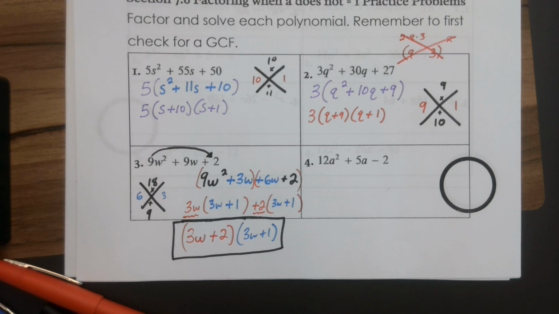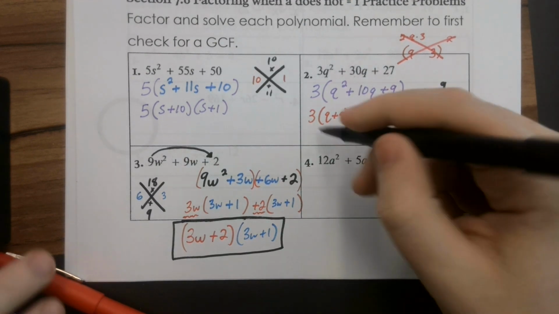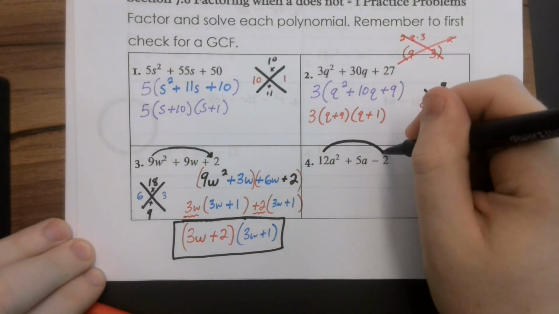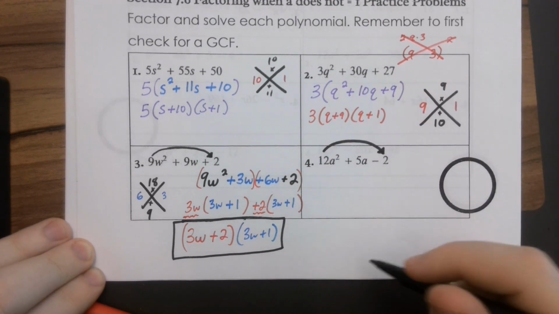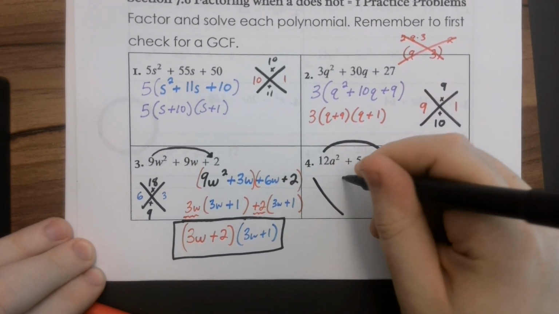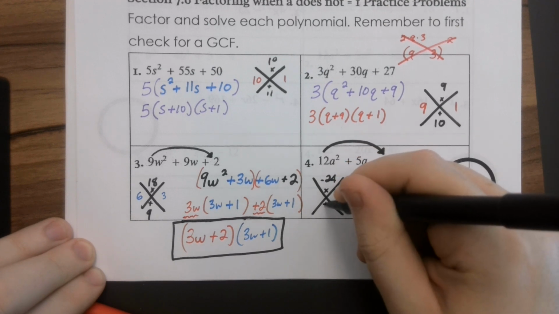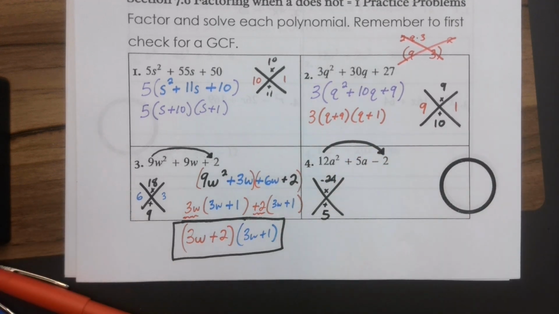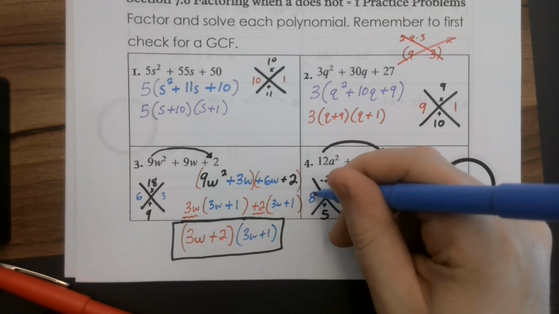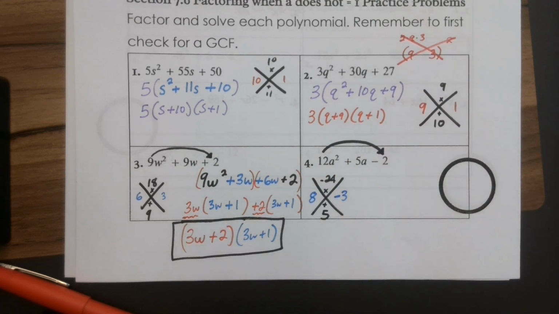We can do the same thing with problem number 4. Notice how there's nothing we can take out from this one. There's no GCF. So we have to use the AC method. 12 times negative 2 is going to give us negative 24. So let's find two numbers that multiply to make negative 24 and add to make 5. These two numbers are 8 and negative 3.